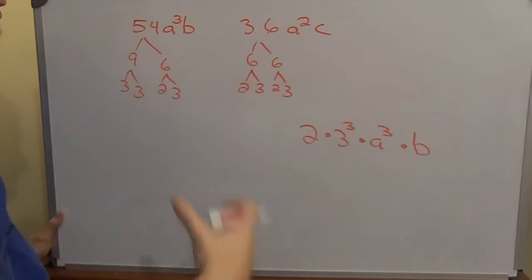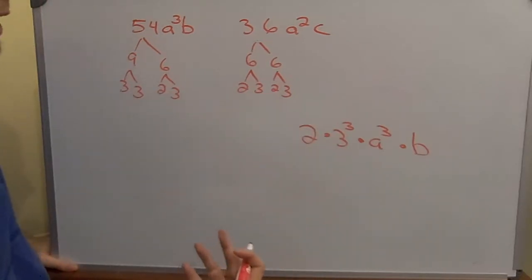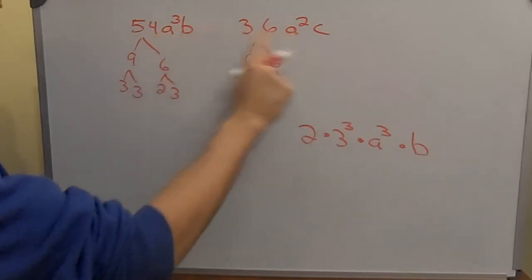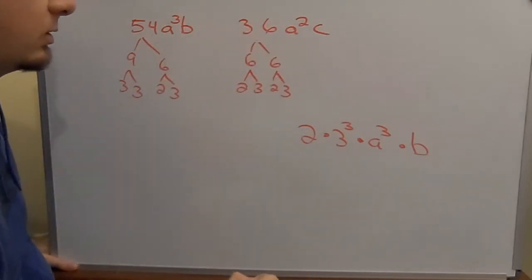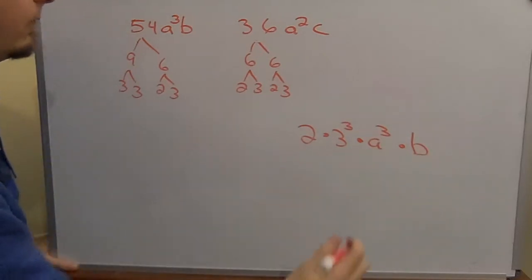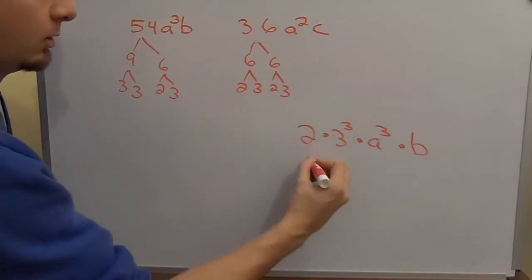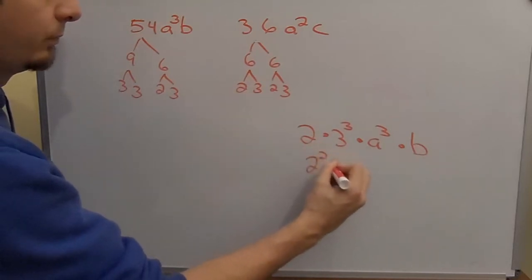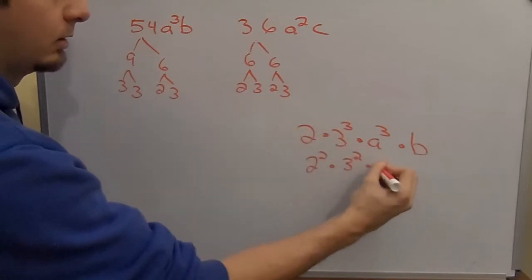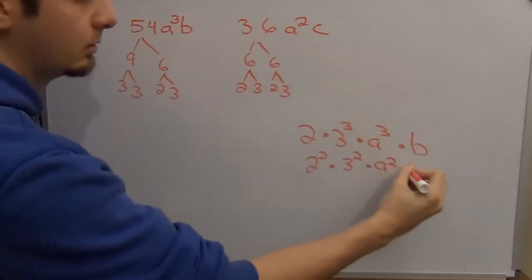Okay, so we're going to include those letters into the prime factorization. So the process here doesn't really change a lot. If I want to find the GCF of these two monomials, the process doesn't change a whole lot. You just need to remember to add the letters onto the end of the prime factorization. So now I'm going to write out 36 as prime factorization. So here's 2 squared times 3 squared times a squared times c.